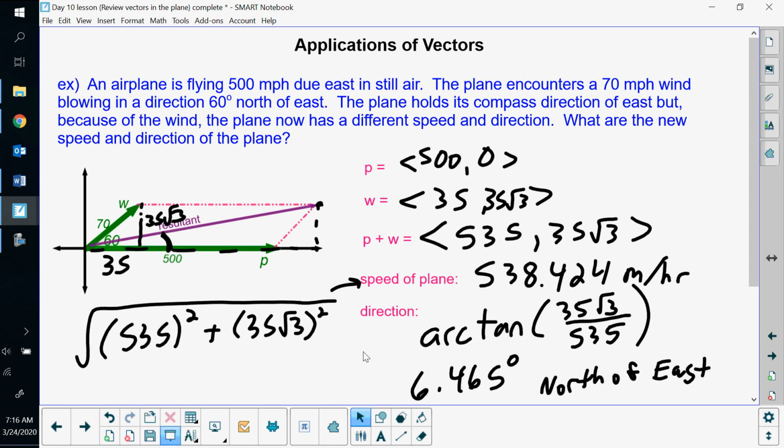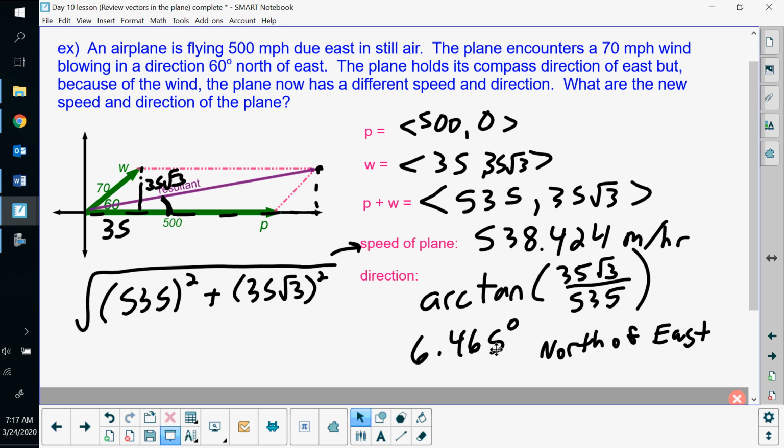And our direction should be an angle with some label on that angle. So the way you can think of this is you've got your resultant. Think of it as the hypotenuse of a right triangle. So I drew this dotted black line here. This base here is the 500 plus the 35, or in other words, the 535. This height was the 35 square root of 3, so we can just do an arctan of the opposite over the adjacent, and it gives us that.